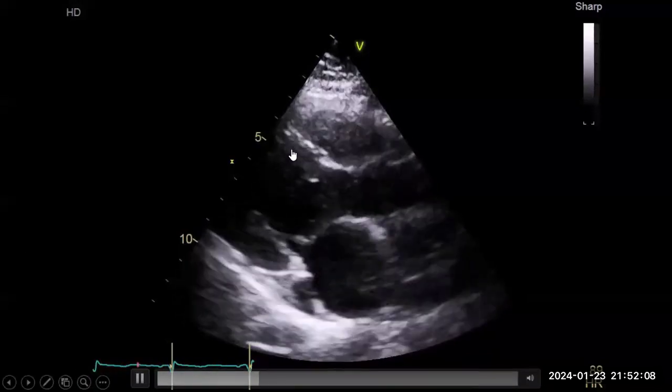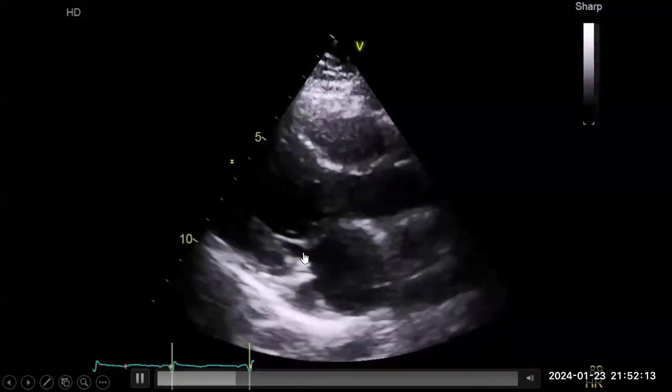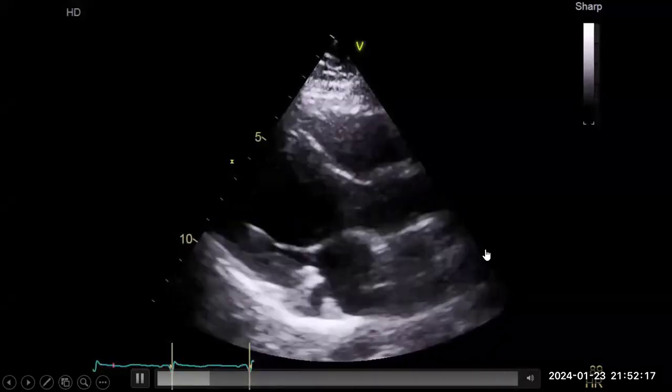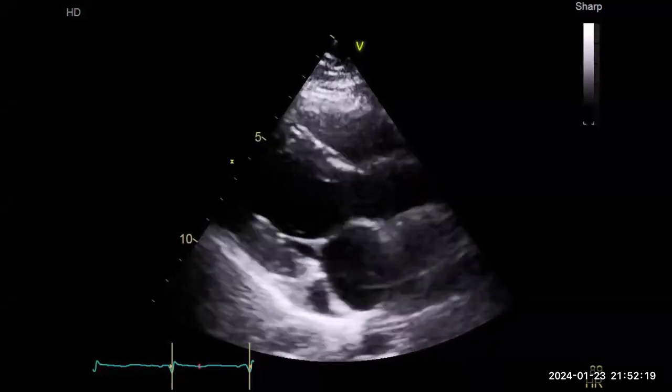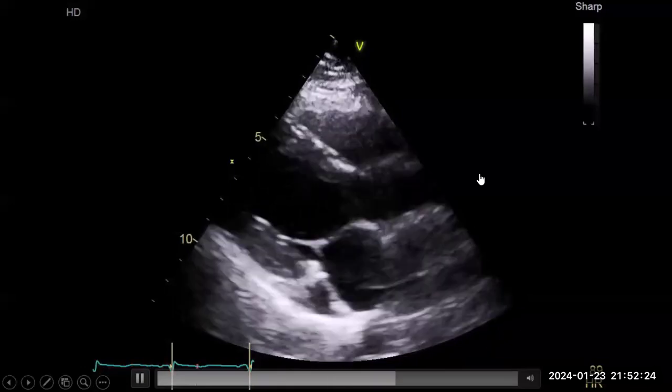The RV size is normal. The LV function is normal. The LV contracting looks well. There is no abnormality. The mitral valve doesn't look abnormal. It seems like a persistent left SVC. Why did you say that?